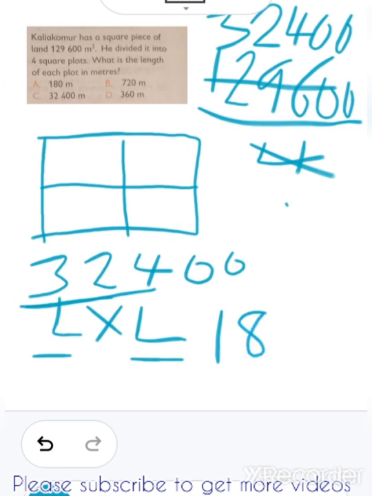Then you get the square root of 10,000, that is 100 with 2 zeros. It will be just 10, you multiply. So this is the length of one side of the square, one side of the plots.